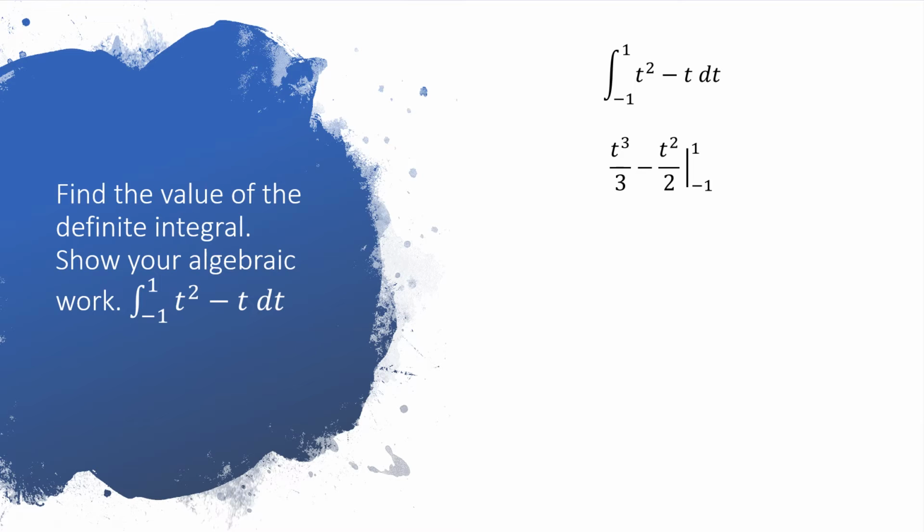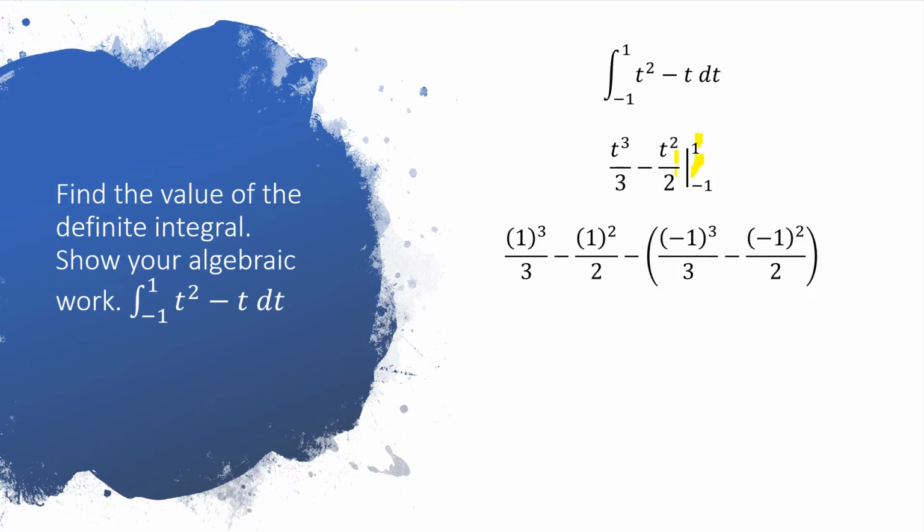Notice my notation. I put a straight up and down line to denote that I'm about to put in the bounds from -1 to 1. Again, from our formula, you want to always start by putting in your top bound. So this 1 is what I'm putting in first. Then I'm going to subtract from that what I get with the -1. So I get the top bound of 1 cubed over 3 minus 1 squared over 2. And then I'm going to subtract my bottom bound. So minus, notice I put a big set of parentheses, (-1) cubed over 3 minus (-1) squared over 2.